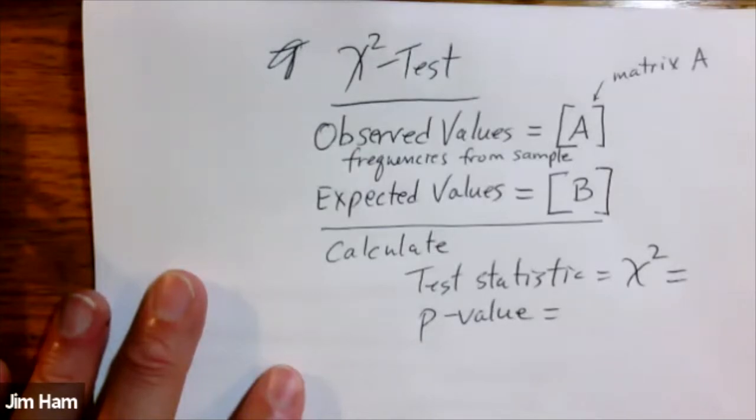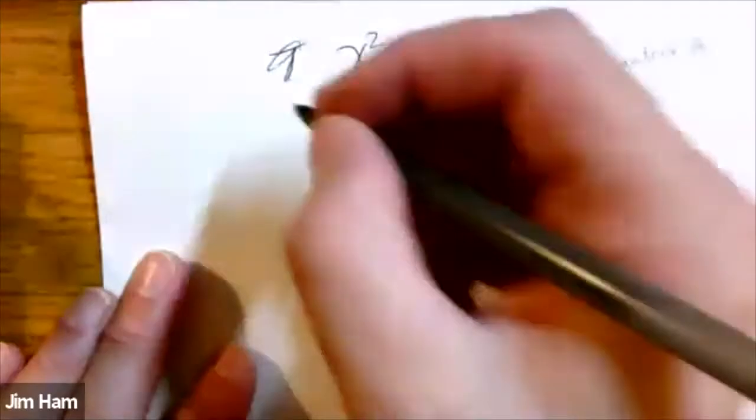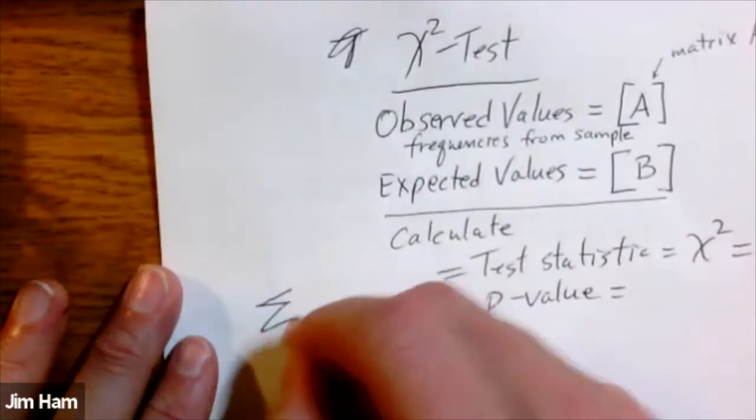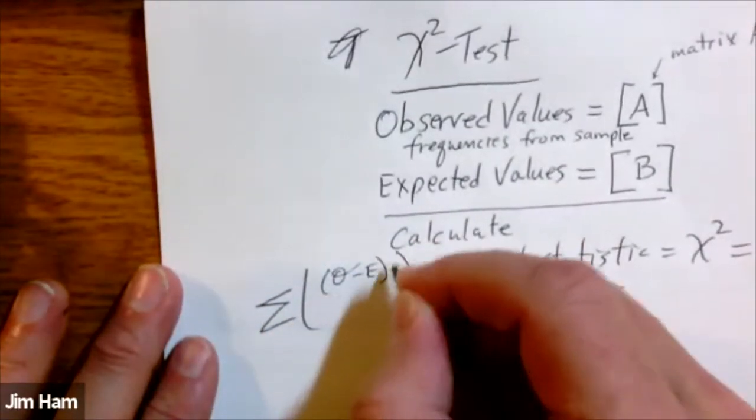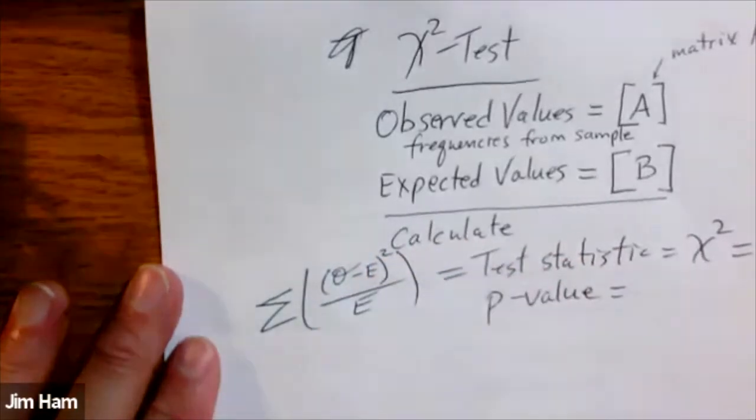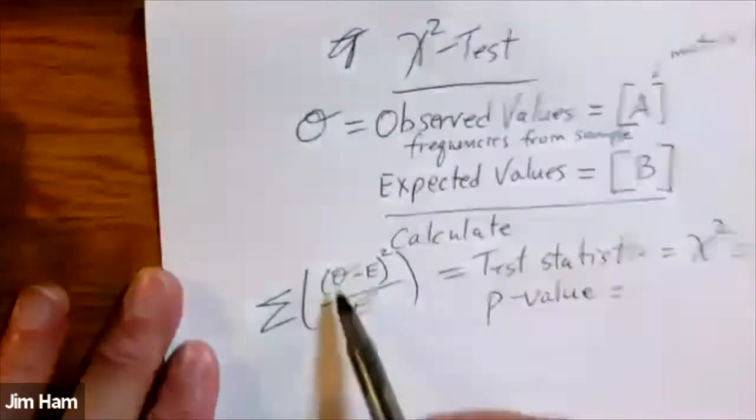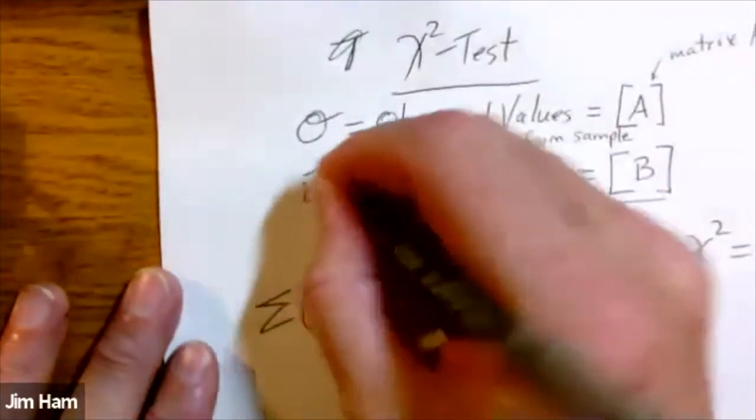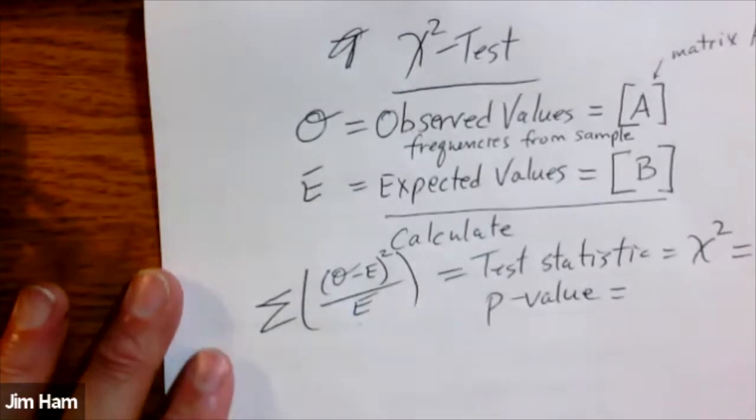And if the p-value is larger than the alpha value, then we're going to fail to reject the null hypothesis. Okay, recall that our test statistic is the sum of all these fractions, where you take the observed value, subtract the expected value, square that, divide by the expected value. The observed values are the O's in this fraction, and the expected values are the E's in this fraction. And E appears twice in the fraction.